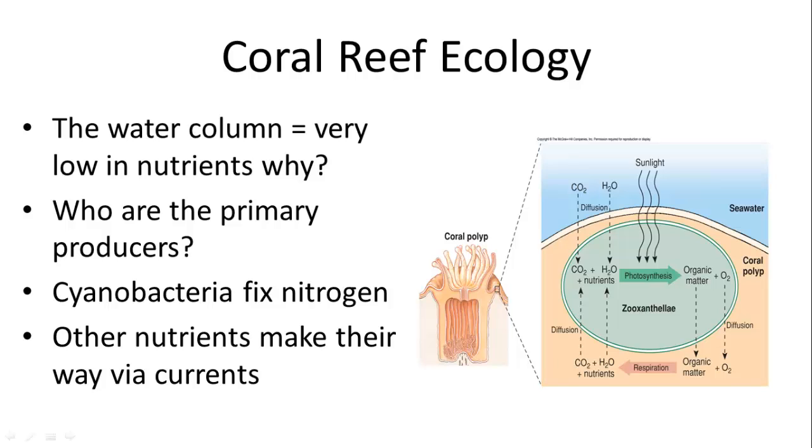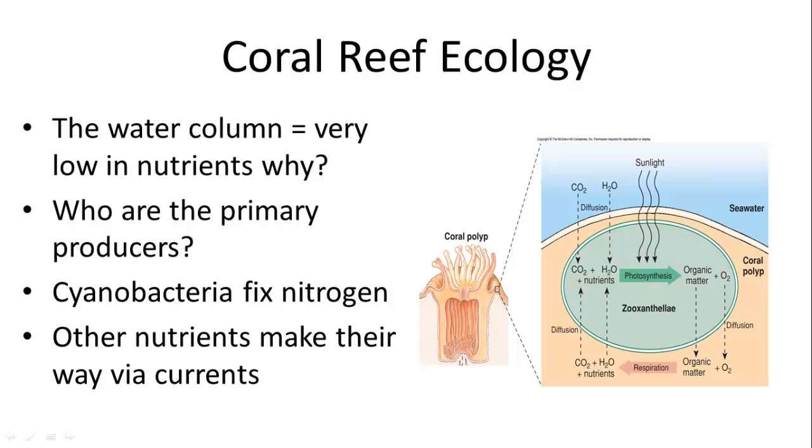All right, so a little bit about the coral reef ecology. The water column is very low in nutrients, okay? And that's because, again, it's in warm water, right? So there isn't a lot of nutrients that it can hold, and also it has to be very low in turbulence. So not a lot of nutrients can go in there.